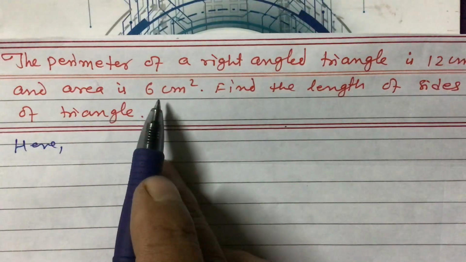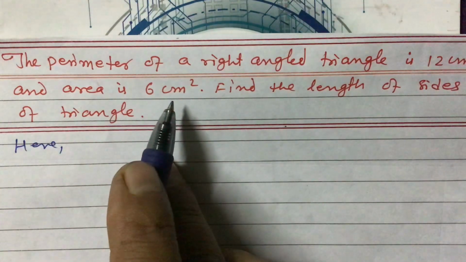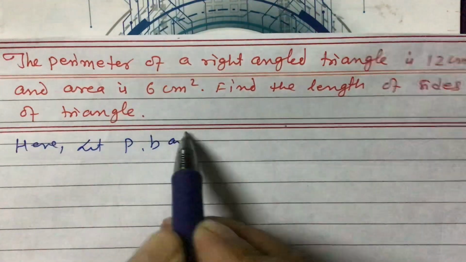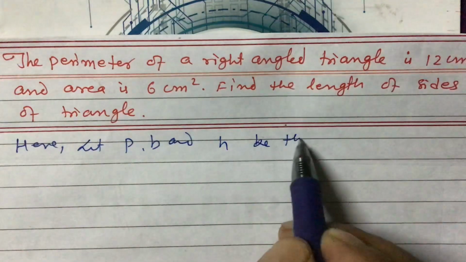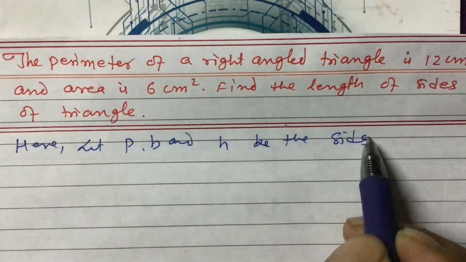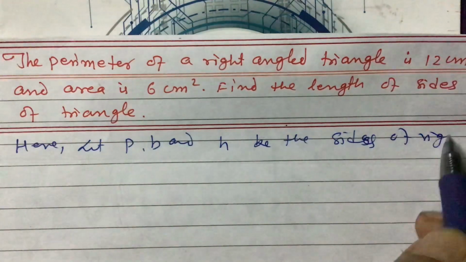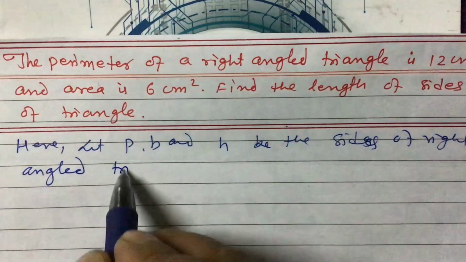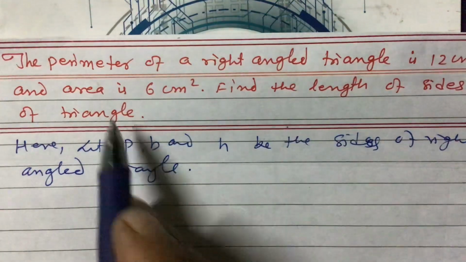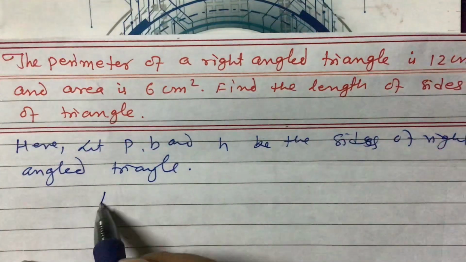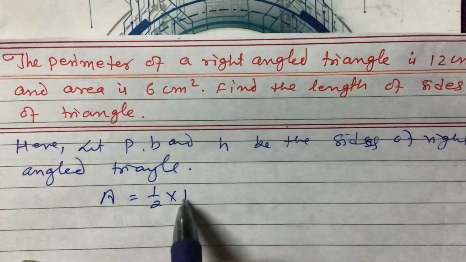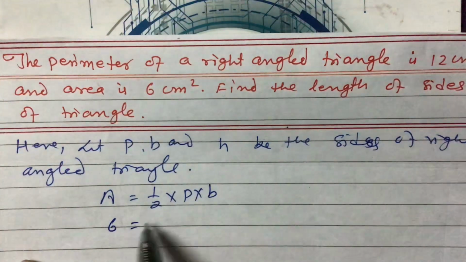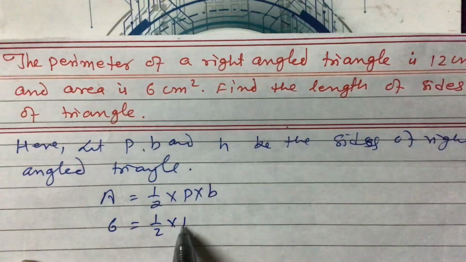Since it is a right angle triangle, we can name the sides of the triangle P, B and H. Let P, B and H be the sides of the right angled triangle. Now we have given area equal to 6, okay? Area A equals 1 by 2 times P times B. This is the area of a right angle triangle. So area is given here 6, so 6 equals 1 by 2 times P times B.